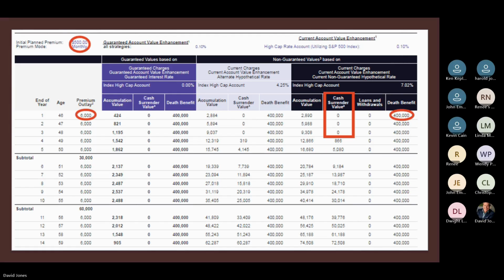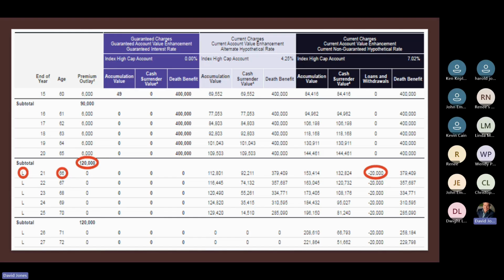So moving on to the next page, same illustration, just going out farther. This is to year 20, so the guy's 65 years old now, and he's put in 120,000. Just simple math. It's the 6,000 every year for the 20 years of the policy. He's at 120. He's going to retire. He's 66 years old, and this L over here is just indicating he's going to want to take income now. All right, so he's taking it as a loan.